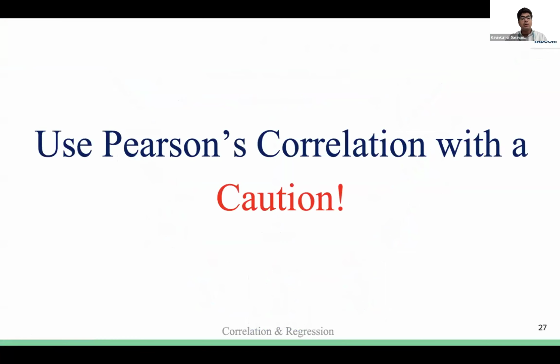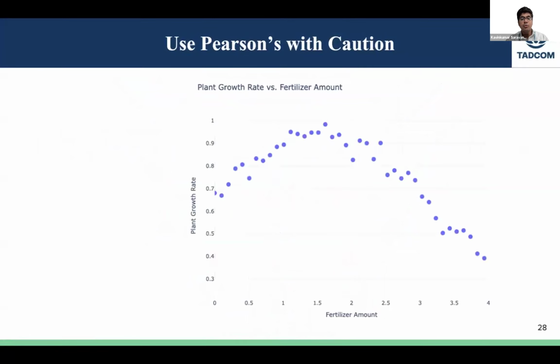Now use Pearson's correlation with a pinch of salt, in a very sensitive way, because now see this figure. In the x-axis we are given the fertilizer amount. In the y-axis we have the plant growth rate. As you keep on increasing the fertilizer amount, we could see a similar rate increase in the plant's growth rate. But once you reach some peak, if you increase the fertilizer amount further, it will be toxic to the plant, so the growth rate will start to decline.